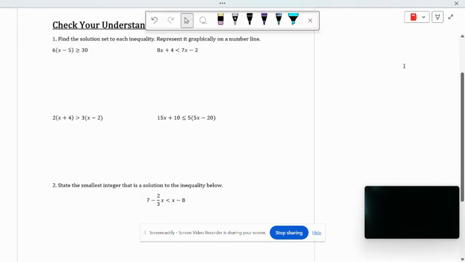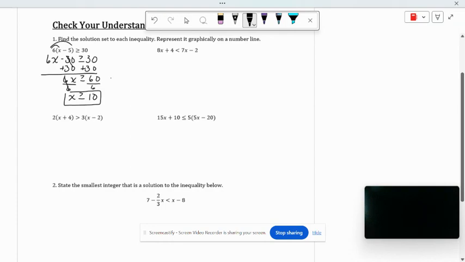Okay, so for the check your understanding, the first step you need to do is we need to distribute the 6, so we get 6x minus 30 is greater than or equal to 30. I solve it like a normal equation where I add 30 to both sides. I get 6x is greater than or equal to 60. And I divide by a positive number, which means I'm not flipping any inequalities. I'm just writing x is greater than or equal to 10.